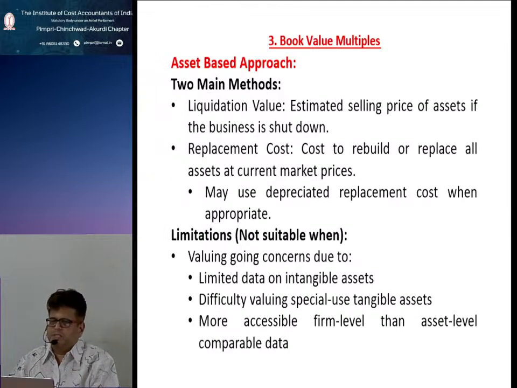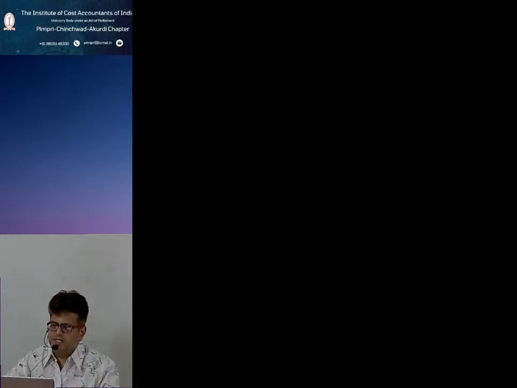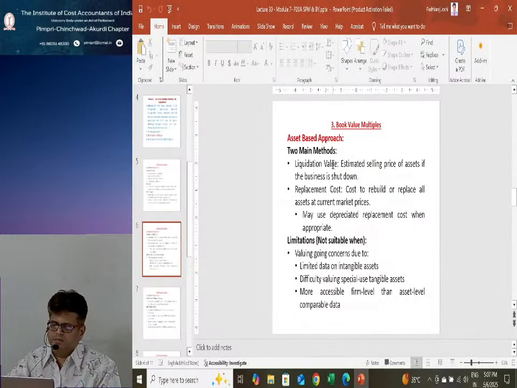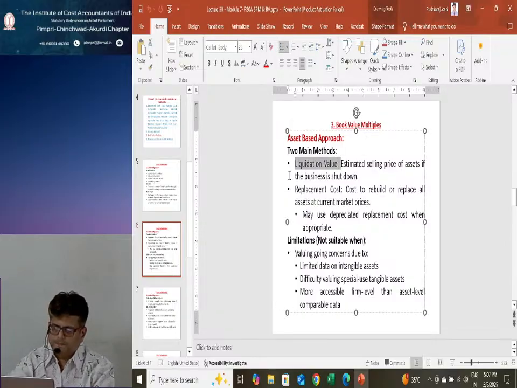In this asset based approach, which is the book value multiple, there are two main methods. One is the liquidation method and second is the replacement cost method.